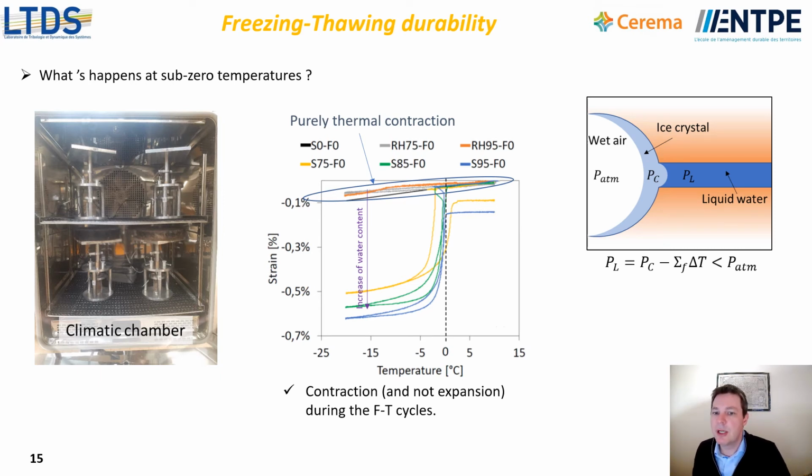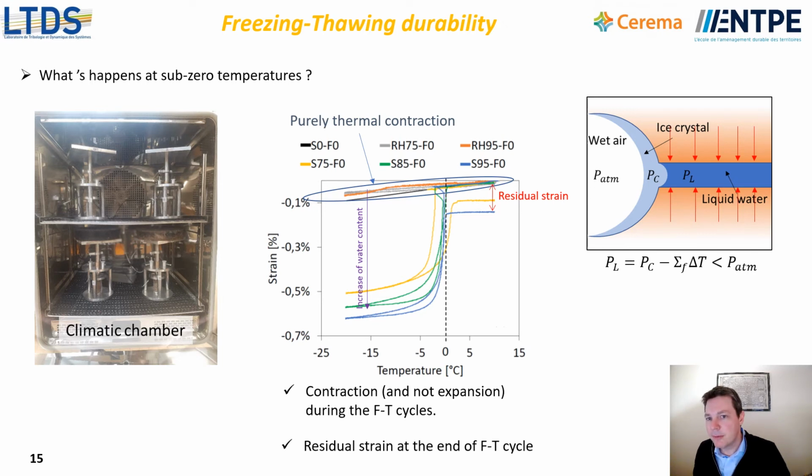So this contraction can be explained in the same way as the cryosuction effect, but at the pore scale, where we can see that the water that remains liquid within the pore system will be under pressure, and so it will generate some contraction of the material. And what is also important to underline is that at the end of the cycle there is some residual strain.